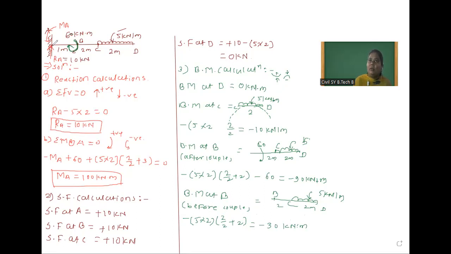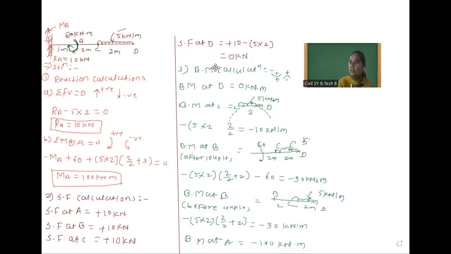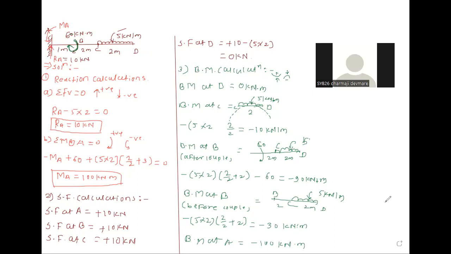And now we will calculate bending moment at A. So bending moment at A, only this MA. Moment at A point is MA. So bending moment at A, which is equal to minus 100 kilonewton meter. So these are the bending moment calculations. Now we will draw shear force and bending moment diagram in next slide. So for that, please write this shear force and bending moment values. So we will draw figure.